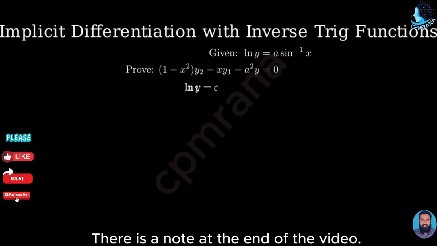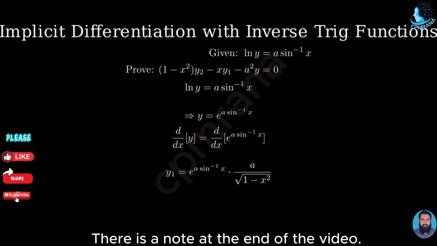First, let's rewrite the equation by exponentiating both sides to get rid of the natural logarithm. This gives us y equals e raised to a arcsin x. Now let's take the first derivative with respect to x. Remember, y1 represents dy/dx. We'll need to use the chain rule here.